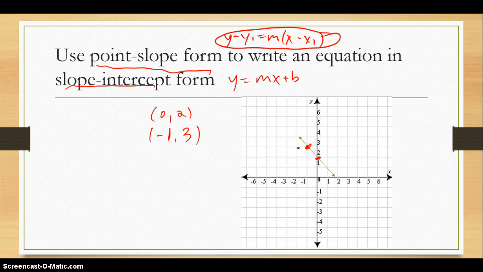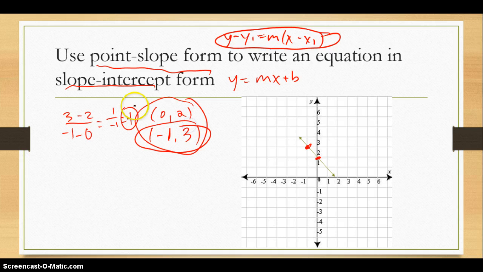So now we have to write this in point slope form. So first thing we need to do is make sure we find our slope. So we know 3 minus 2 over -1 minus 0 is 1 over -1, which is -1. So we know our slope is -1. So we need an ordered pair, and we need our slope to be able to write this in point slope form.